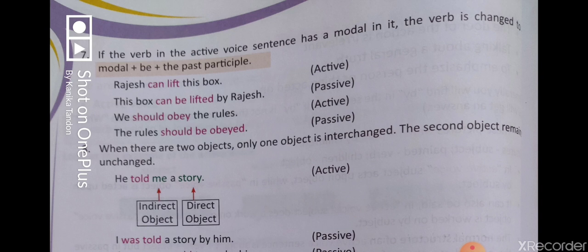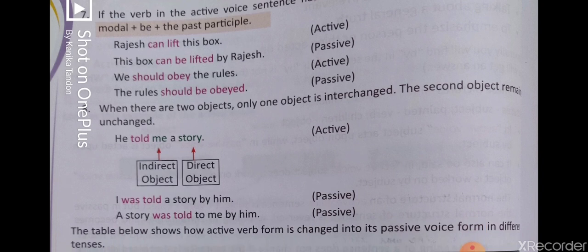So Rajesh can lift the box. Here can is used, can is a modal. So this box can be lifted by Rajesh. We should obey the rules. The rules should be obeyed by us. Here we could have written us, but then again we is actually unimportant. It is unknown, so it is not necessary. But you can also write it. If you write it, it is not wrong.